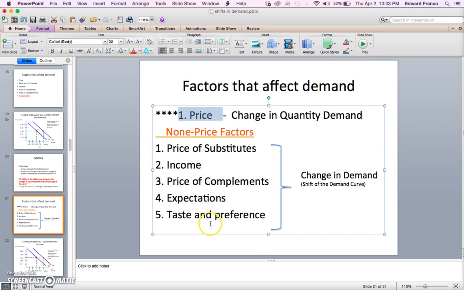So hopefully this presentation helps you understand the difference between the change in demand and change in quantity demand, and also helps you understand how your demand curve will shift either to the left or to the right if we are talking about non-price factors.